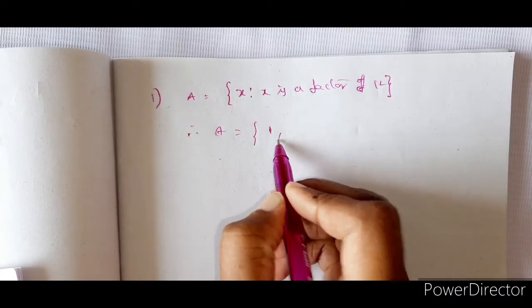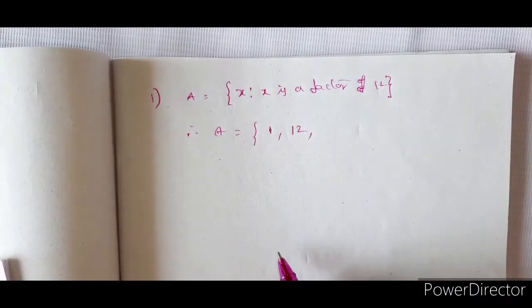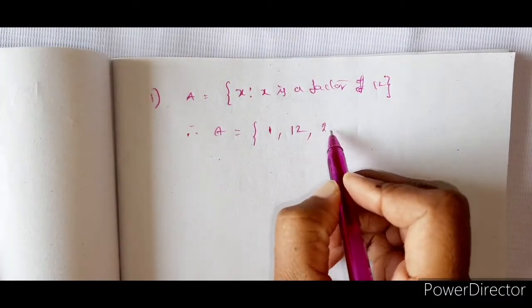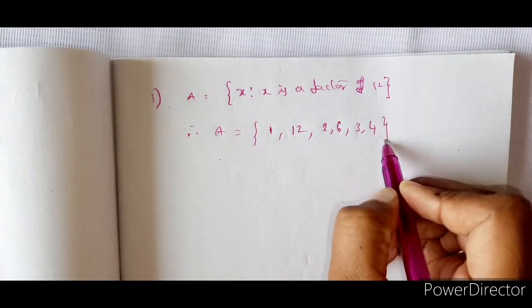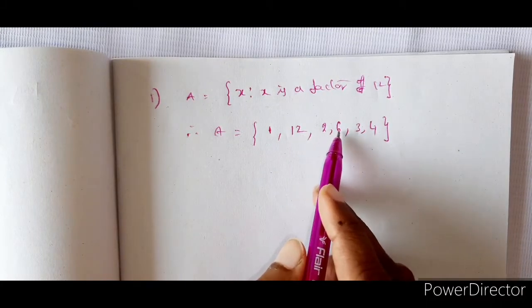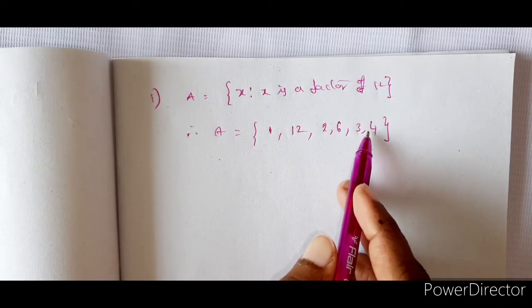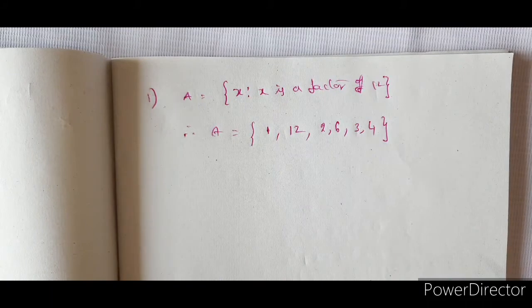First of all, the factor is 1 itself and also 12. Then 2 times 6 is 12, 3 times 4 is 12. So how many are there? 1, 2, 3, 4, 5, 6. So 6 elements are there here.